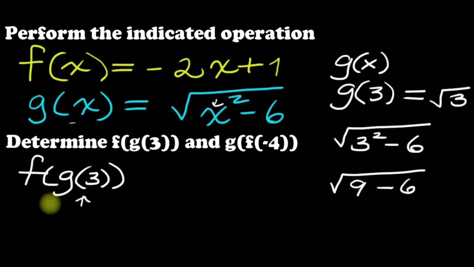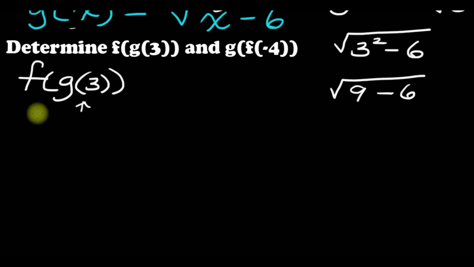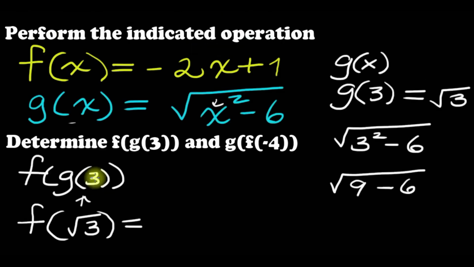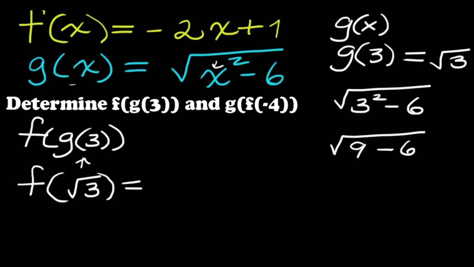Now we have to come back over here and plug in what g of 3 is, and we found that to be square root of 3. To finish this up, we're looking for f of square root of 3. Think of this as f of x. So x is square root of 3, so you find f of x over here, and you plug square root of 3 where this x is. I hope that makes sense.